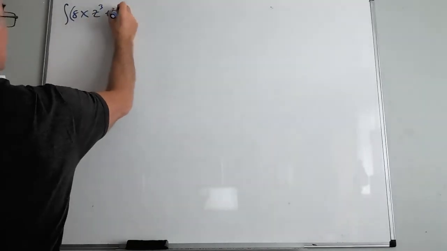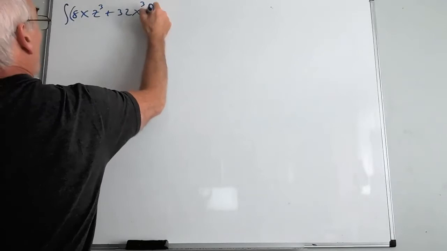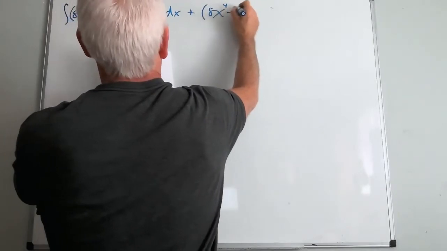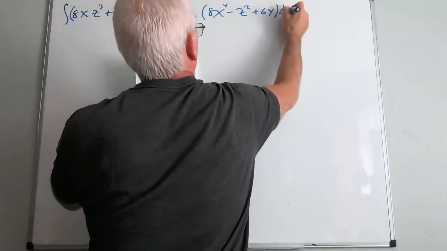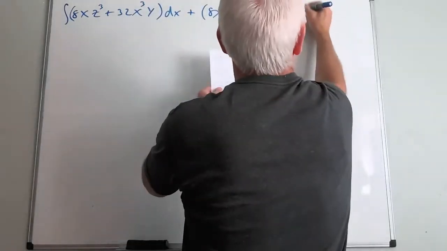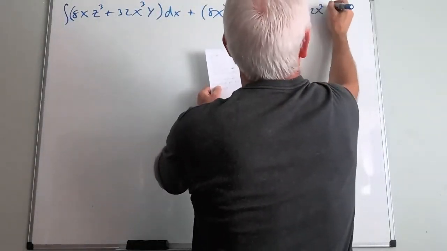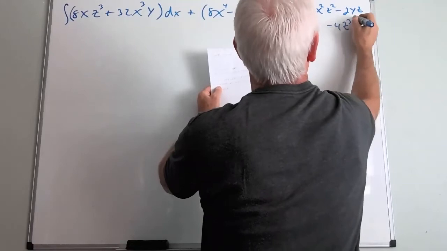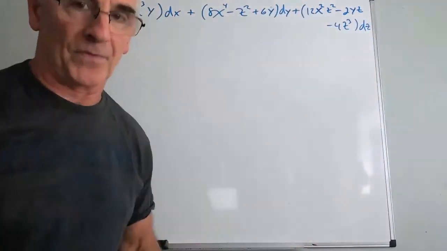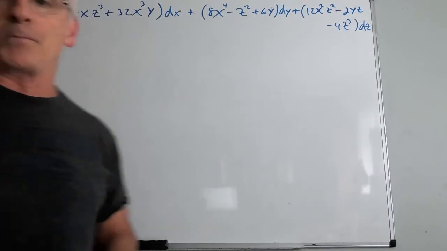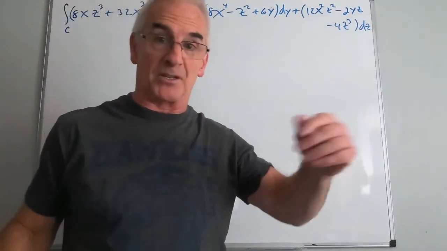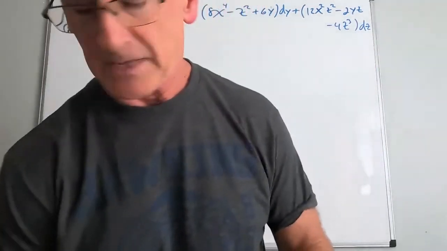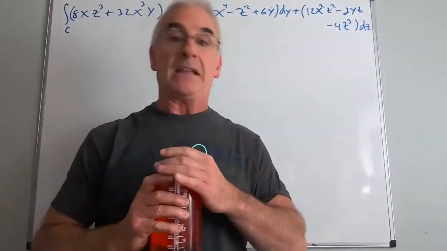8x cubed plus 32x cubed y dx plus 8x to the fourth minus z squared plus 6y dy plus, wait, it's hard to fit in, 12x squared z squared minus 2yz minus 4z cubed dz. Now, it doesn't matter what the path is. I'm just going to put C. I've got some path from point A to point B, along a path. What I'd like to know is if this vector is conservative, is the integral path independent?